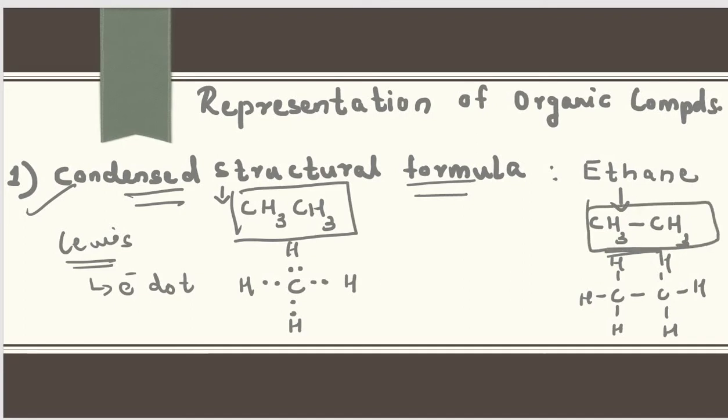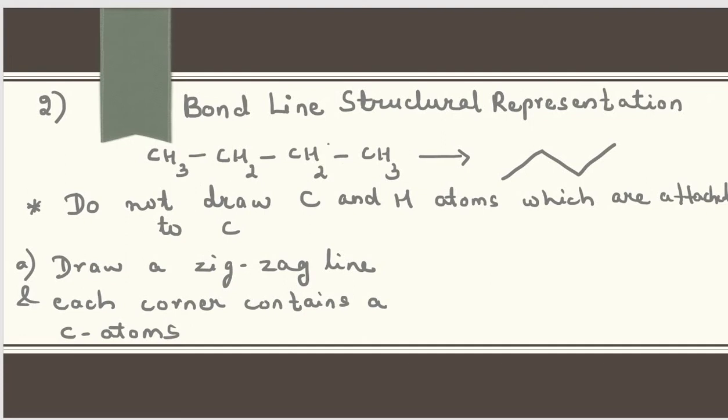using bonds. Now moving on to our second type of representation, which is the bond line structural representation. What is this bond line structural representation? In this, we are representing the structure of the compound by using a single line. If two parallel lines are there, then it represents a double bond, and if three parallel lines are there, then it represents a triple bond.